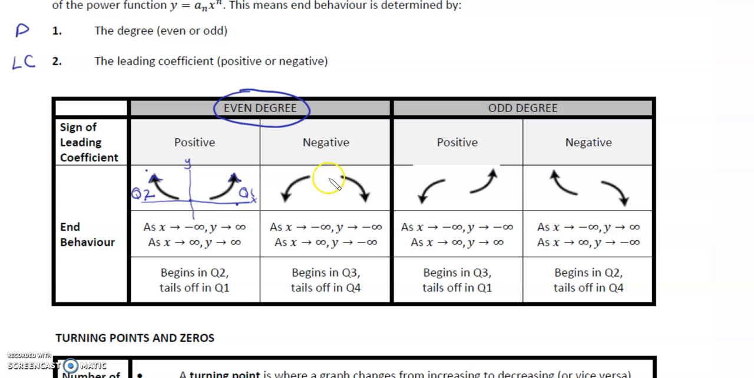Now, if we have a negative leading coefficient, what's going to happen, I'm going to put this underneath, because I think of this kind of as a parabola. When I am doing even degree, I think parabola: parabola opening up, parabola opening down, and I think of the leading coefficient as the a value. So as x approaches negative infinity, y approaches negative infinity. As x approaches infinity, y approaches negative infinity as well. So this would go from Q3 to Q4.